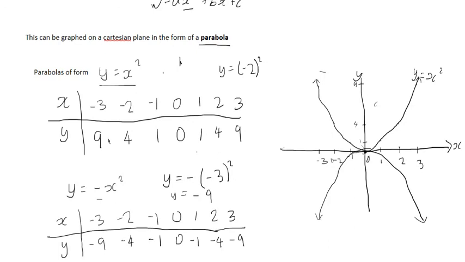So when y is equal to -x², y will never be positive. Whereas when y is equal to x², y can only be positive. There's no value for x where y could become negative because of that squared number there.